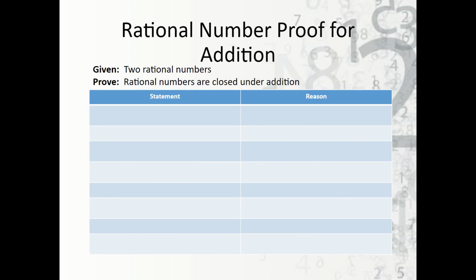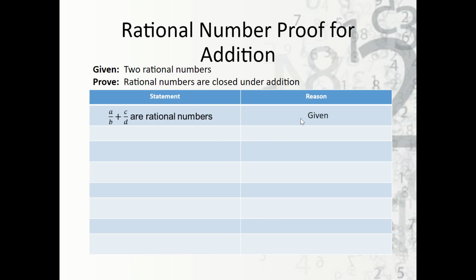So we're given two rational numbers, and we're expected to prove that rational numbers are closed under addition. So this should always be how it starts. A over B plus C over D are rational numbers. It should always start that way. Now, the operation may change. If we're doing subtraction, then this would be A over B minus C over D. If we're doing multiplication, it would be A over B times C over D. But no matter what, we start with this.